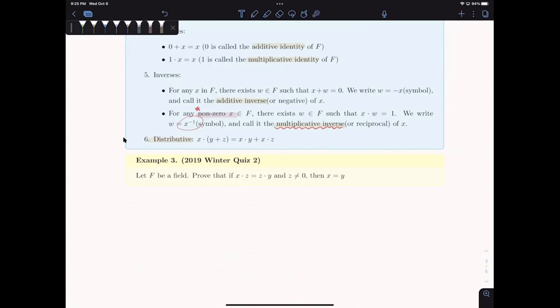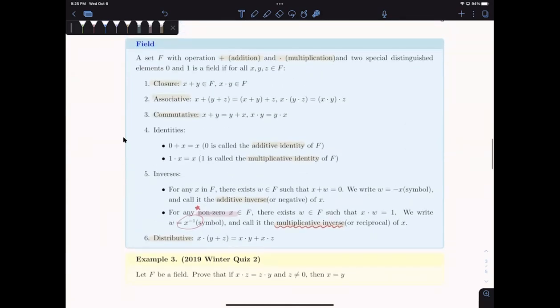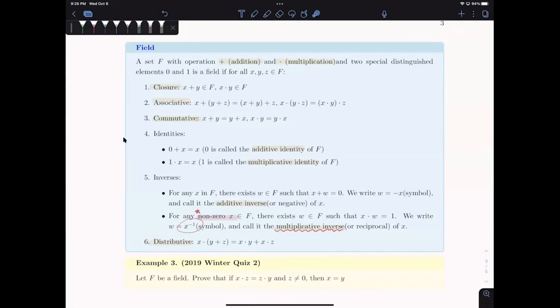That's about multiplicative inverse. And lastly, we have distributive, which is exactly like in real numbers, where you can distribute things. Okay, so this is a field. Along with the axioms, something else you can also use are the ones that are proved in lecture or in the course notes.